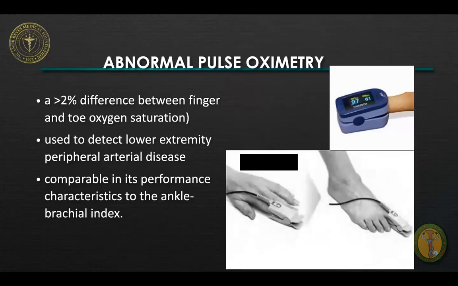We can also use pulse oximetry when looking for peripheral arterial occlusive disease of the lower extremities. A more than 2% difference between the finger and toe oxygen saturation will detect lower extremity peripheral arterial disease, comparable in its performance characteristics to the ankle brachial index.